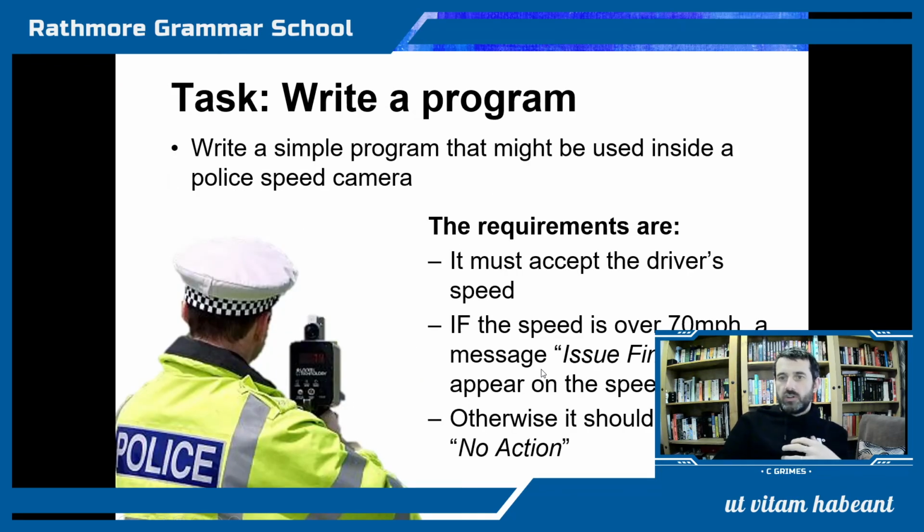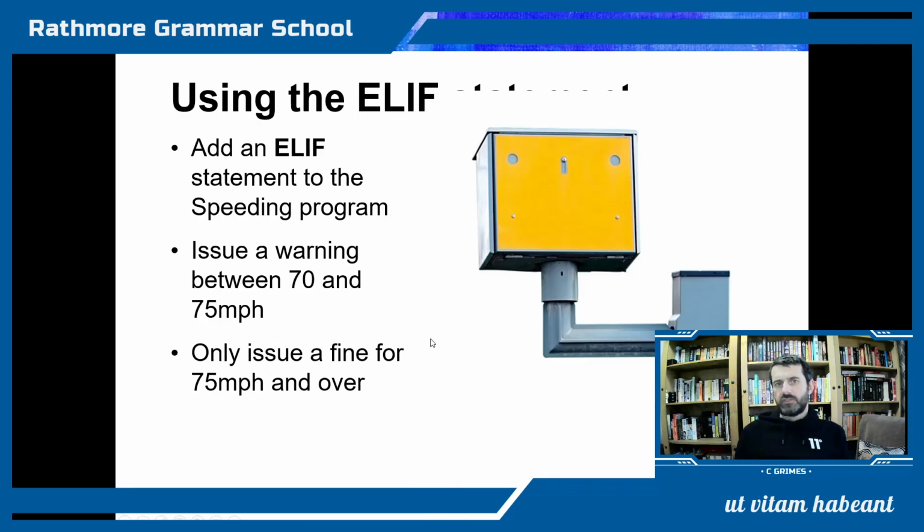So that takes us on to your task for this week. You're going to be using input statements, ELIF statements and else. So the basic task, that you're able to enter in a speed that has been caught from a speed camera, and if it's over 70 mile an hour, issue a fine, else no action. Then you're going to develop with ELIF statements that we've got now 3 clauses. If it's over 75 they get fined, if it's between 70 and 75 issue a warning, and if it's less than 70 no action.